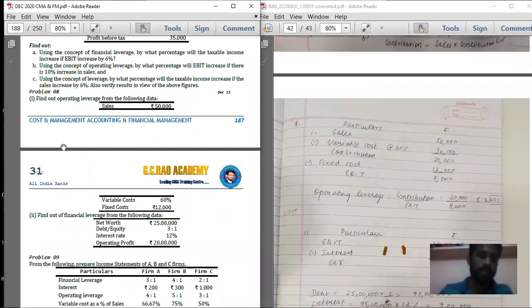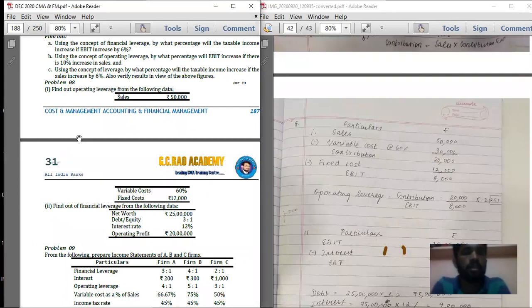Take down. First read the question. Problem number 8. Find out the operating leverage from the following data. What they have given: sales. They are asking us to calculate operating leverage from the data, and they have given one more question, that is find the financial leverage. There are two parts, A and B.